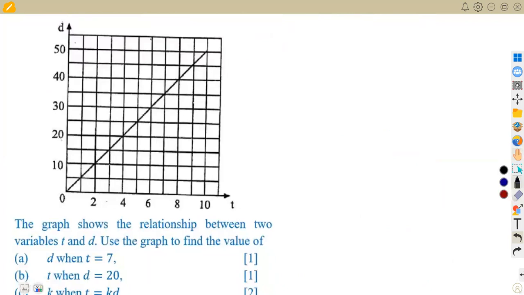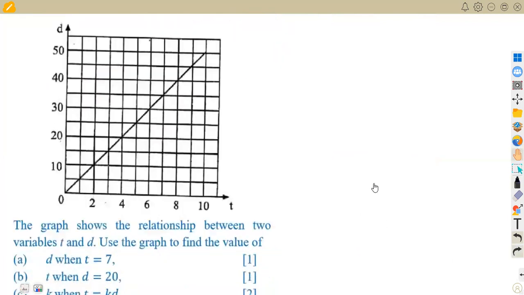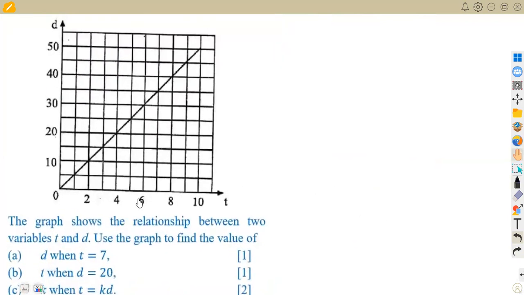And on the other part, we are now given this diagram here. From this diagram that we have, it's a graph. Actually, the graph shows the relationship between two variables, T and D. So this is T here and D, just like X and Y, the ones that you deal with on your graphs. So we are asked to use the graph to find the value of T when T is equal to this.